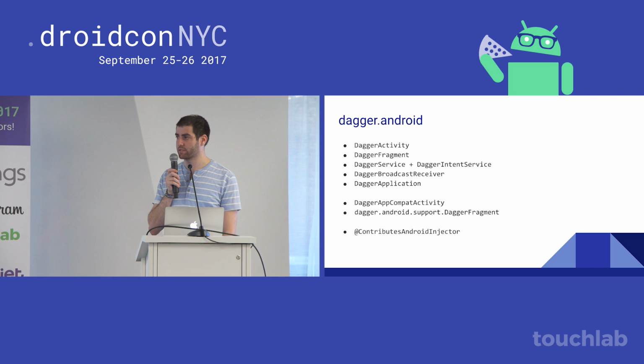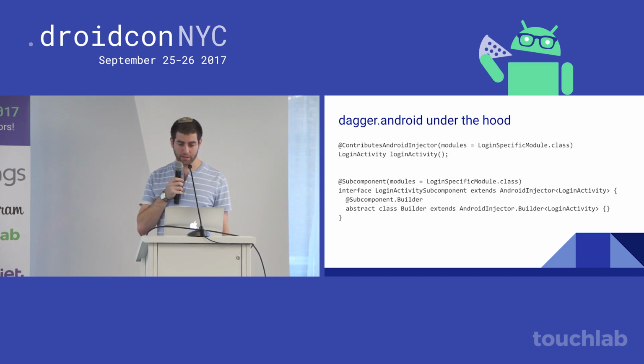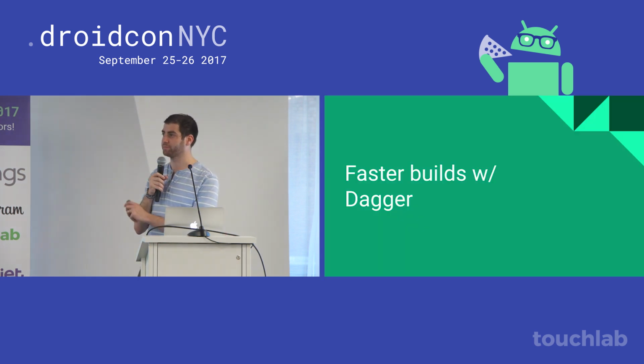So here's the full list of classes that we have. Under the hood, this is the activity, the subcomponent that it generates, and you can look into those actual types directly if you care, but they're sort of just boilerplate.